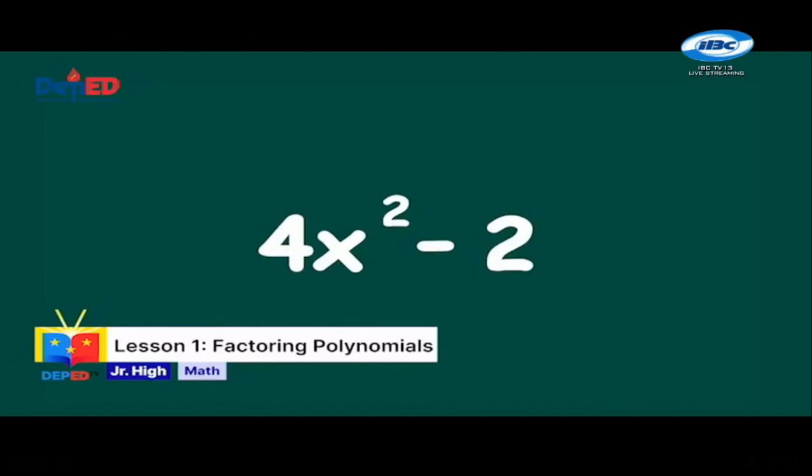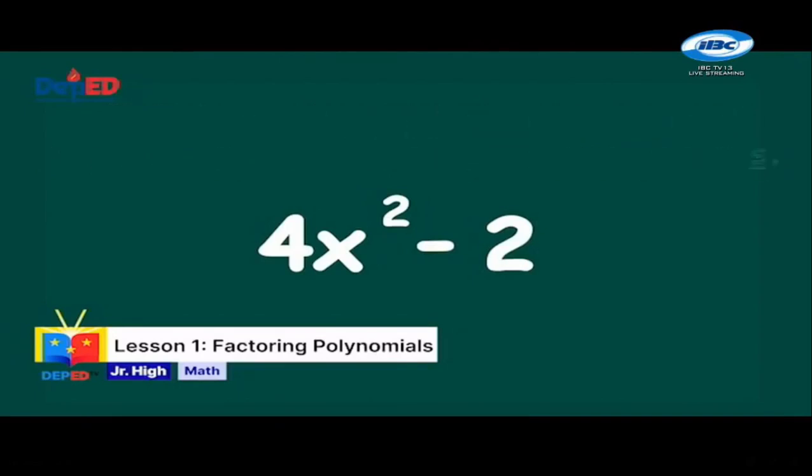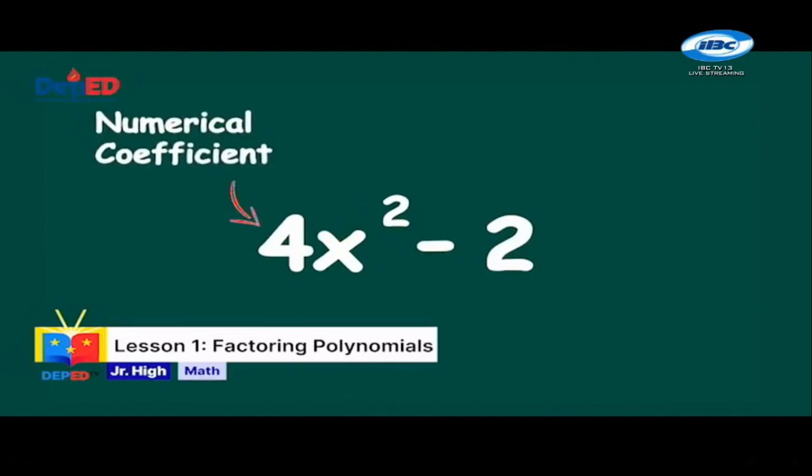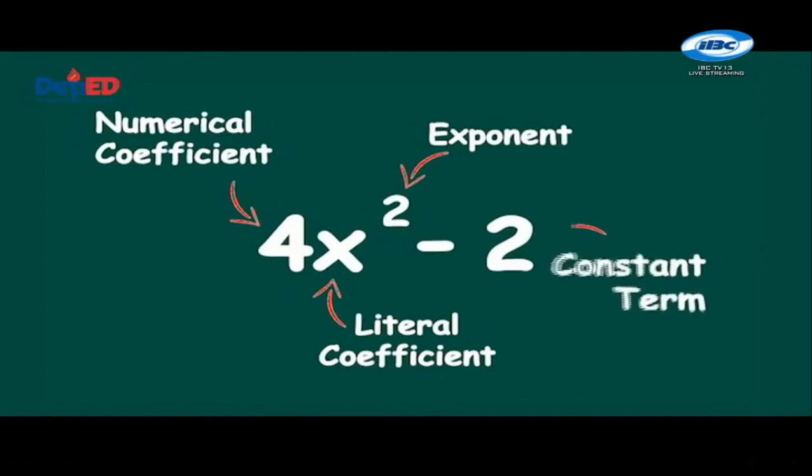A constant is a symbol or a number with fixed value. In an algebraic term, numbers form the numerical coefficient while symbols form the literal coefficient. In this example, the expression is 4x squared minus 2. This is a polynomial since the variables have non-negative whole number exponents. This polynomial has two terms, 4x squared and 2. The first term has a numerical coefficient 4 and a literal coefficient x squared. An exponent refers to the number of times a number is multiplied by itself. The last term is a constant term since there are no variables multiplied to the number.